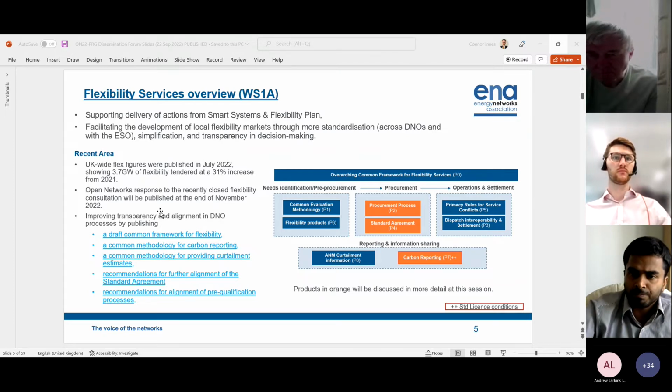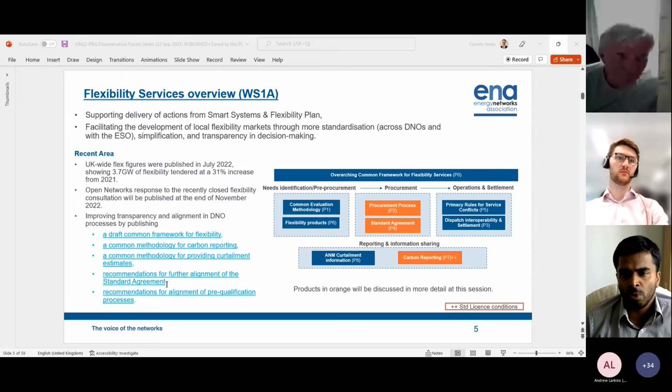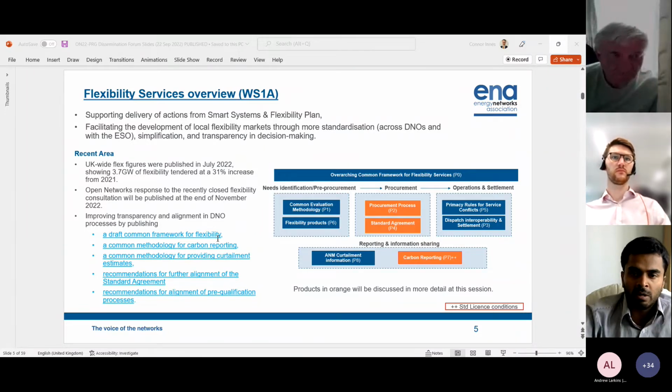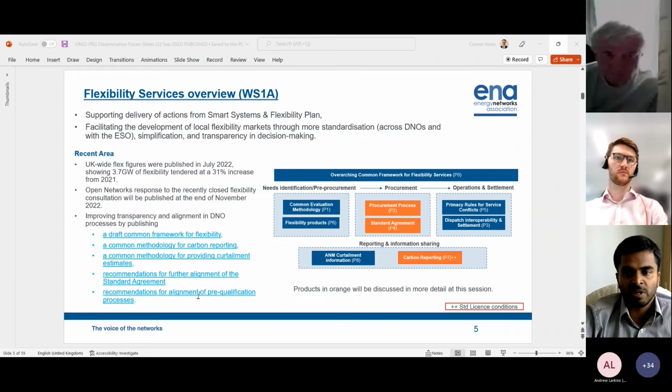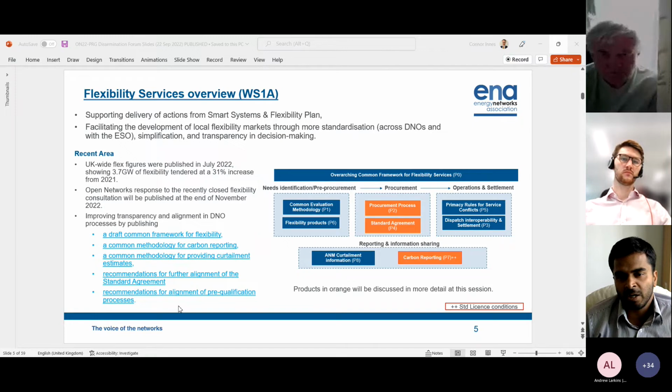And the next block is operation and settlement, wherein we are looking to manage, determine and implement primacy rules for service conflicts between DSO and ESO, and investigate considerations of dispatch interoperability and how we can align settlement. There are also two other products that underpin this work.